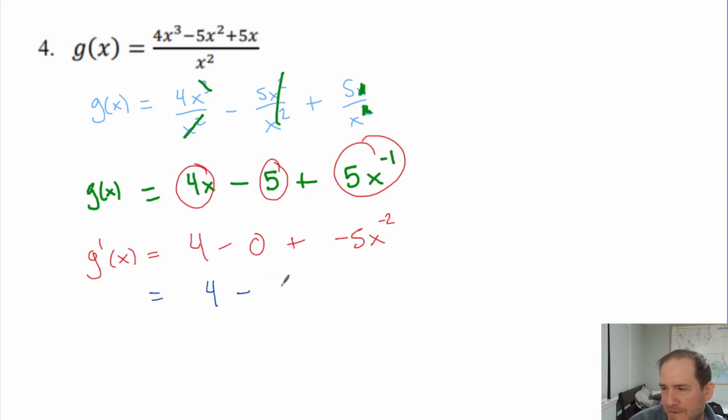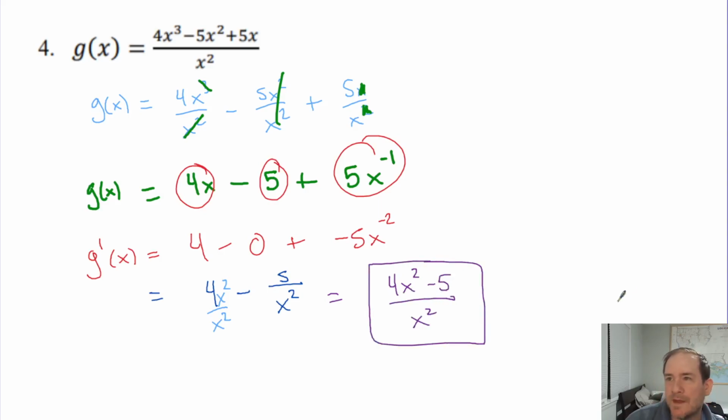This will be minus a 5 over an x squared, because you got to kick those negative powers to the bottom. And then I'd want to combine these. So that would mean you'd want to multiply this 4 by an x squared over an x squared. So now you've got that common denominator. And then you could give me an answer of 4x squared minus 5 all over x squared. And that's it.